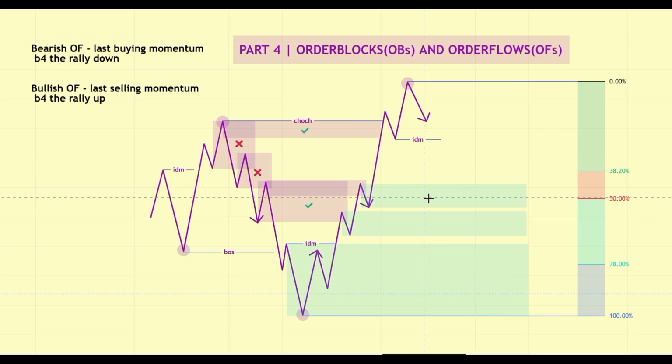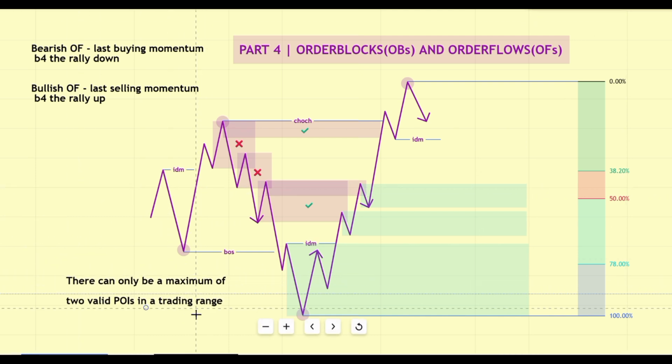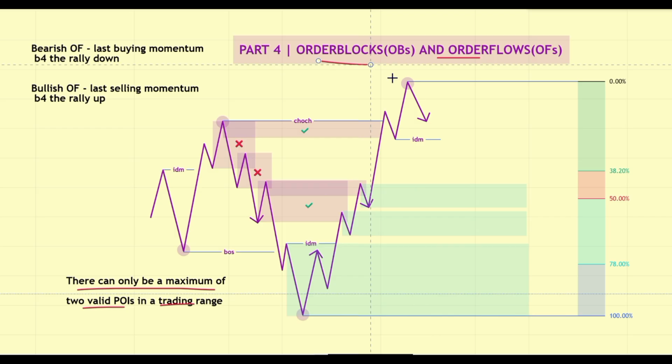All right, so in this scenario, here comes another thing that I want to say: in a trading range there can only be a maximum of 2 valid POIs. There can only be a maximum of 2 valid POIs in a trading range. By a POI, I mean the order flows or the order blocks. It depends on what price gives on that trading range.